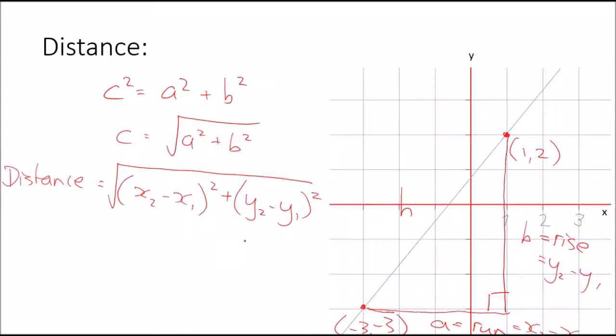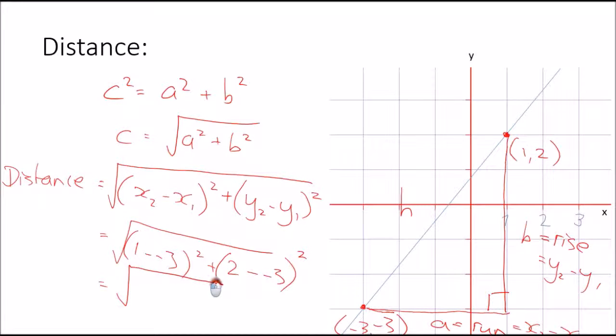So let's check our example here. We've got, in this case, x2 minus x1. Well, that's going to be 1 minus minus 3, squared, plus, now y2 minus y1, y2 is 2 minus minus 3, and sorry, that should be squared. So what do we get? Square root of, well, 1 minus minus 3 is 4, and I can see that I've got a run of 4 from here across to here, so that makes sense. I've got 4 squared plus, now 2 minus minus 3 is 5, and you can see that I've got a rise of 5 squared.